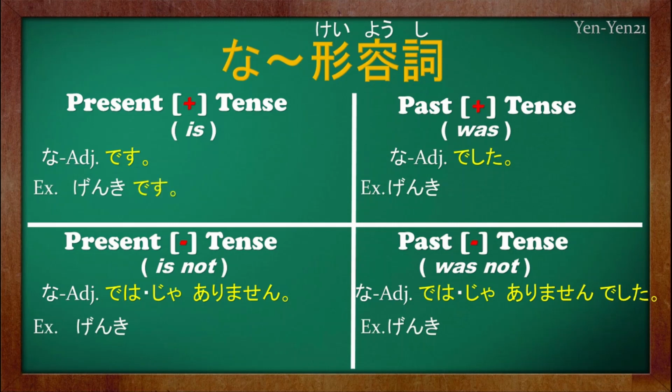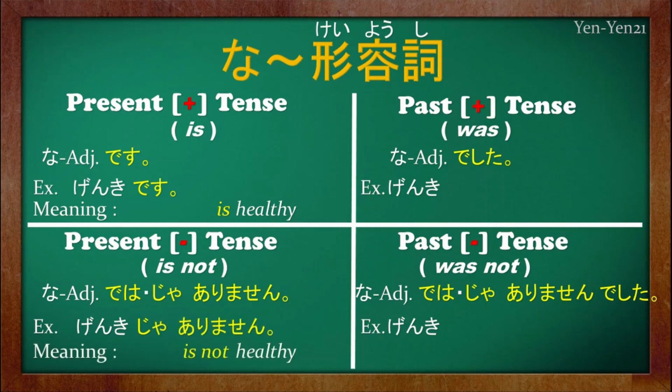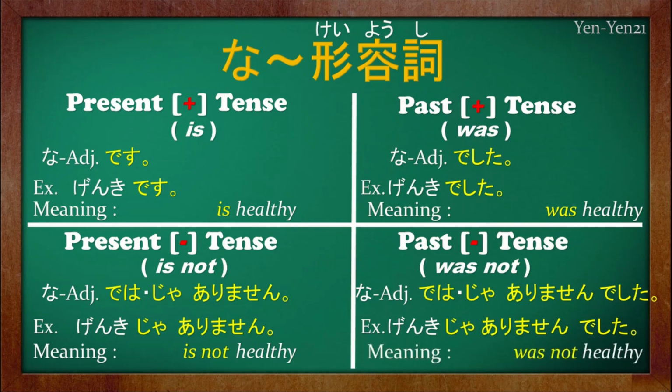元気です. That means, is healthy. 元気じゃありません. That means, is not healthy. 元気でした. That means, was healthy. 元気じゃありませんでした. That means, was not healthy.